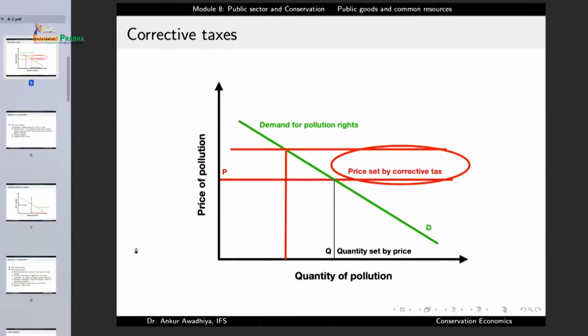So, if the government thinks that if people smoke, then the people in the vicinity become passive smokers, and they have to bear with the health cost, what will the government do? The government can increase the price of cigarettes. And how will the government increase the price of cigarettes? By putting a corrective tax on cigarettes. So in this case, the government is setting the price and the price is determining the quantity.